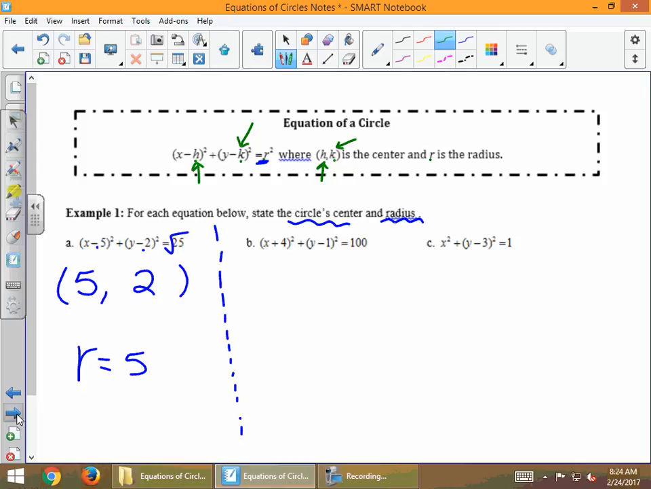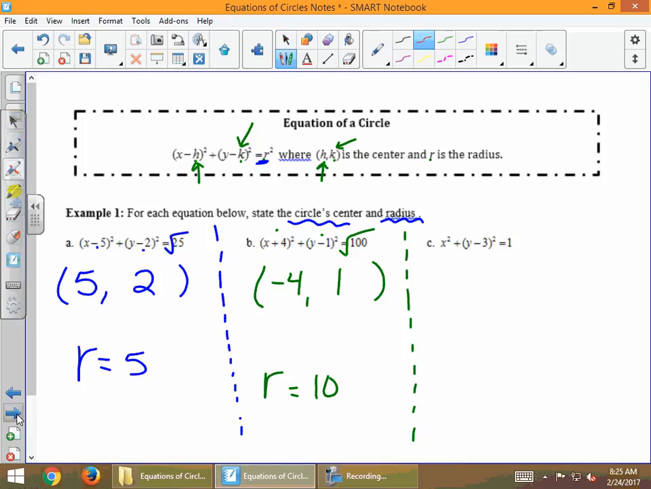Go with B. We want our center. We want our radius. And then go to the parenthesis with the x. It's a positive 4. Change the sign. Becomes a negative 4. The parenthesis with the y has a negative 1. Change the sign. Becomes a positive 1. And to get our r, we just square root that back number. So root of 100 is 10.